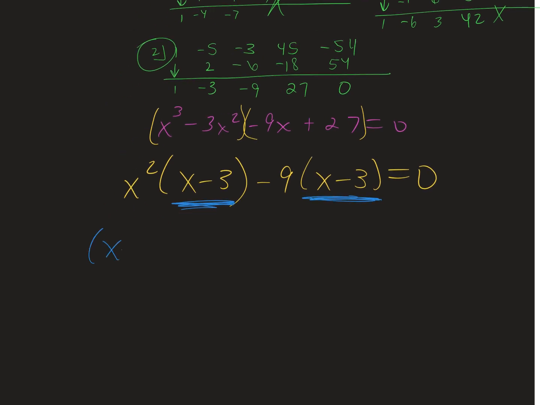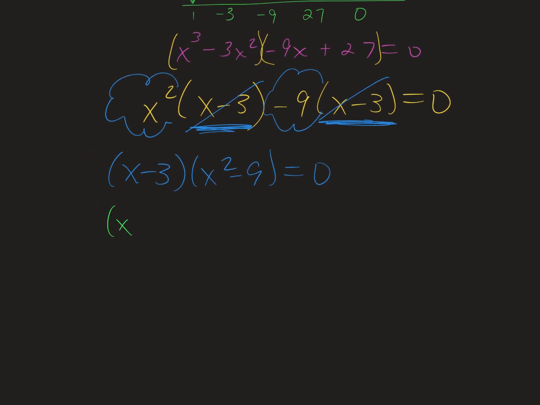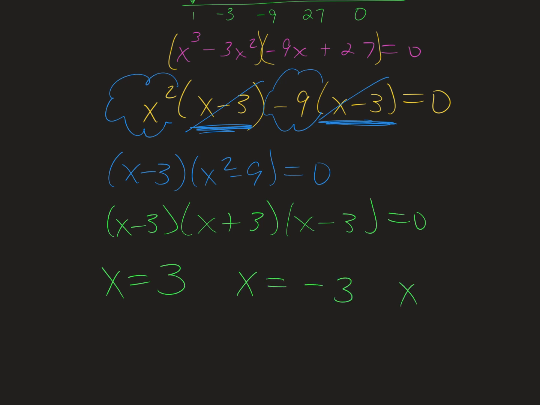That means I take that out in front, I write it one time, and what happens to my leftovers? X squared minus 9 equals 0. Can I factor that a tad bit more? Yeah. To what? I have x minus 3 here out in front. Then this becomes x plus 3 and x minus 3. So I uncovered the last 3 zeros. They happen to be x equals 3, x equals negative 3, and x equals 3.